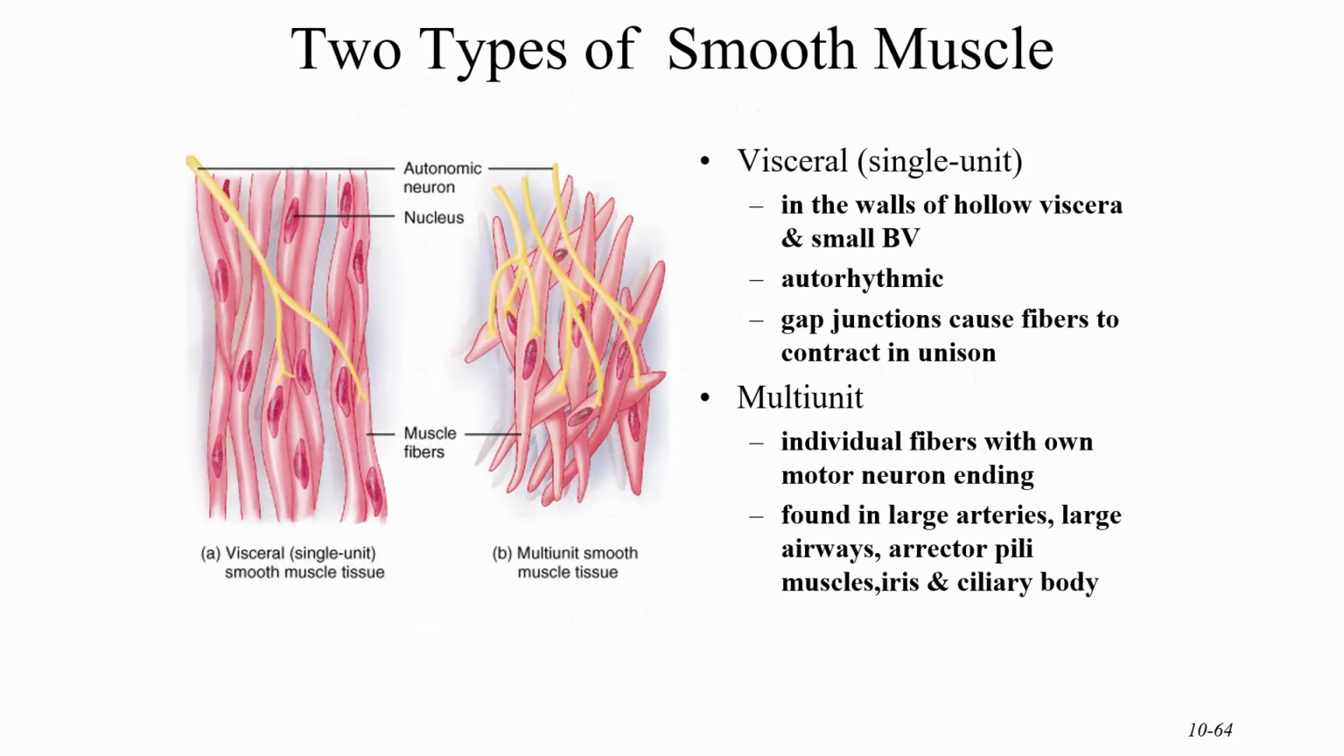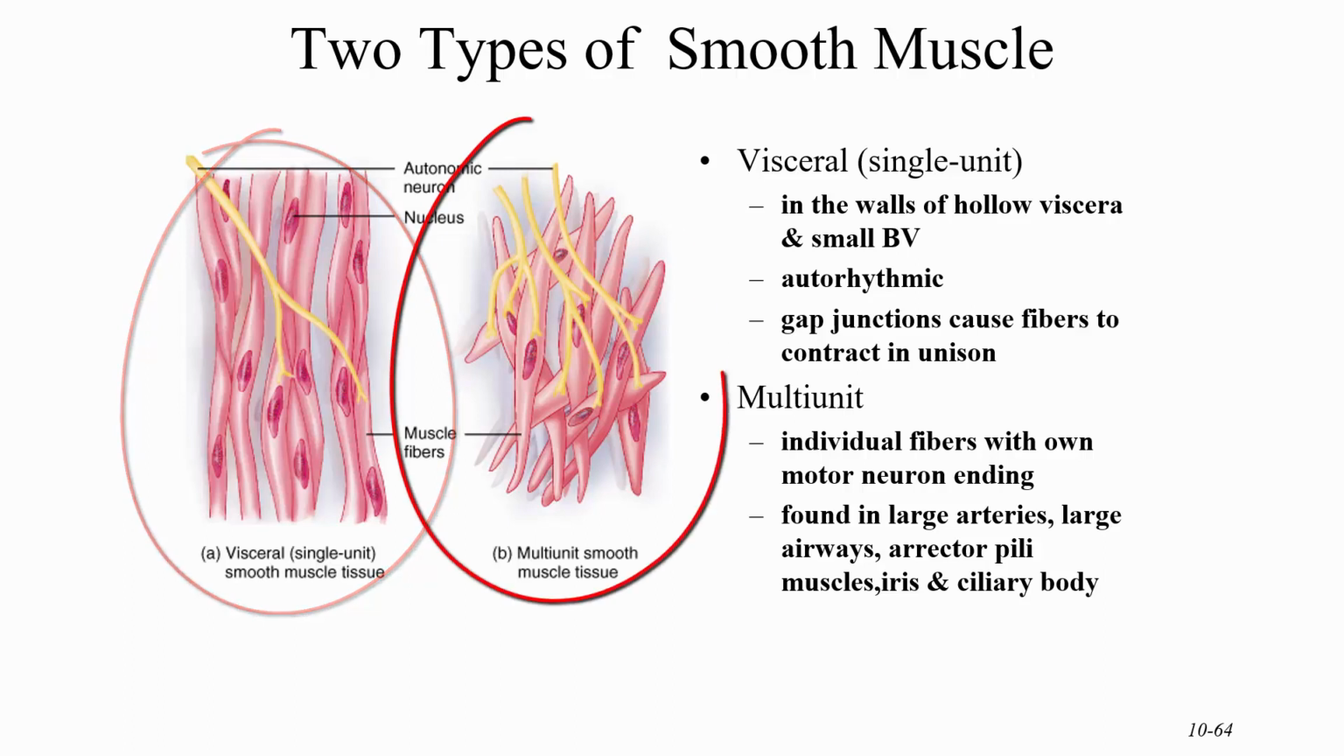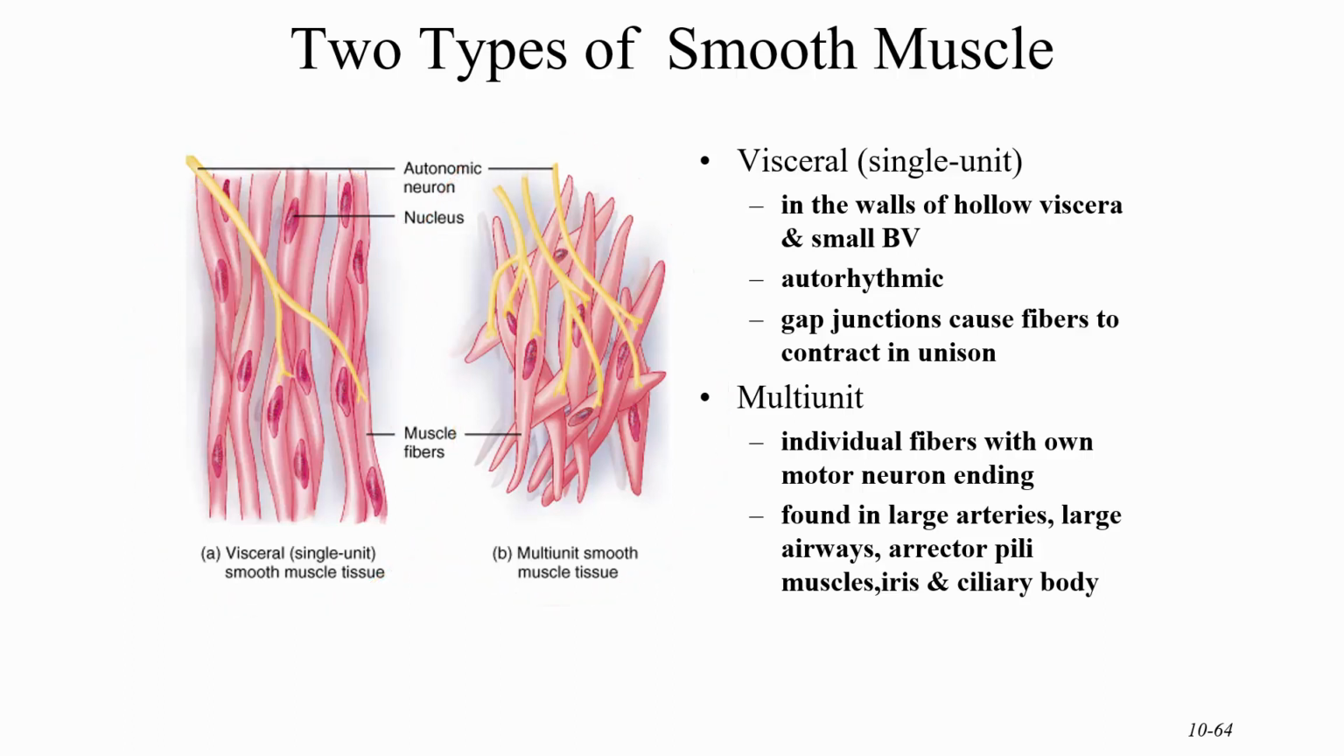Now, looking at two types of smooth muscle, we're going to have visceral or single unit smooth muscle and multi-unit smooth muscle. Visceral single unit muscle is found in the walls of hollow viscera and small blood vessels. Hollow viscera would include the esophagus. It would include the intestines. So things like that. They're going to be autorhythmic. And it's going to have gap junctions that cause the fibers to contract in unison, just like what we talked about with the cardiac muscle.